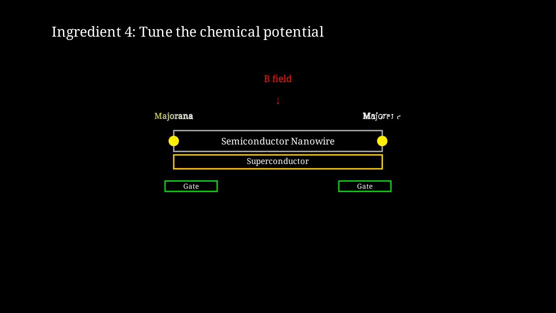Here's a schematic of the device. We have the semiconductor nanowire on top of the superconductor. The magnetic field points along the wire axis. Gates control the electron density. And crucially, Majorana zero modes appear at the two ends of the wire.